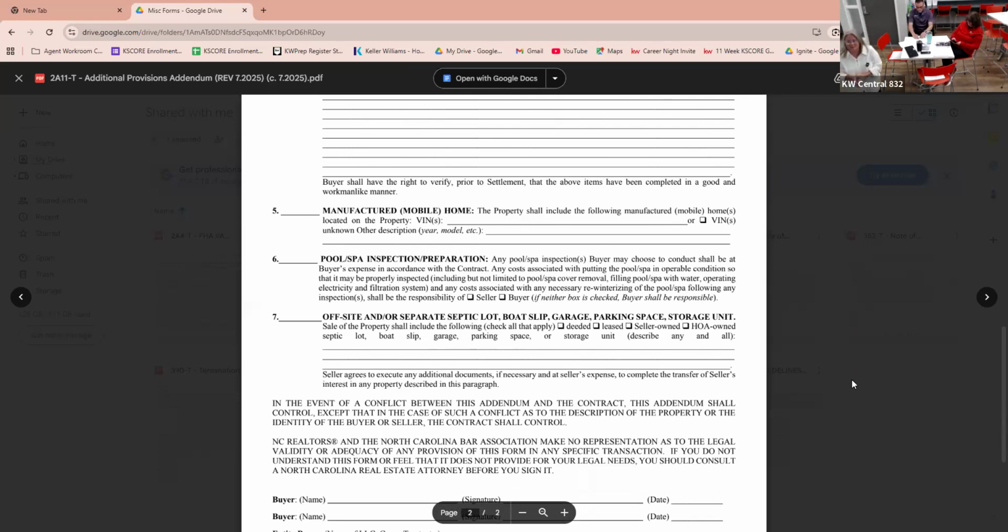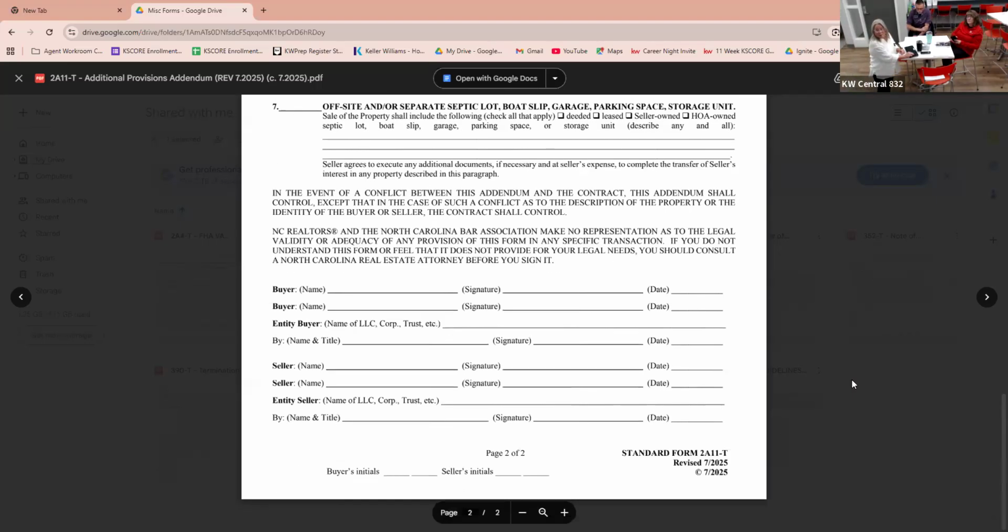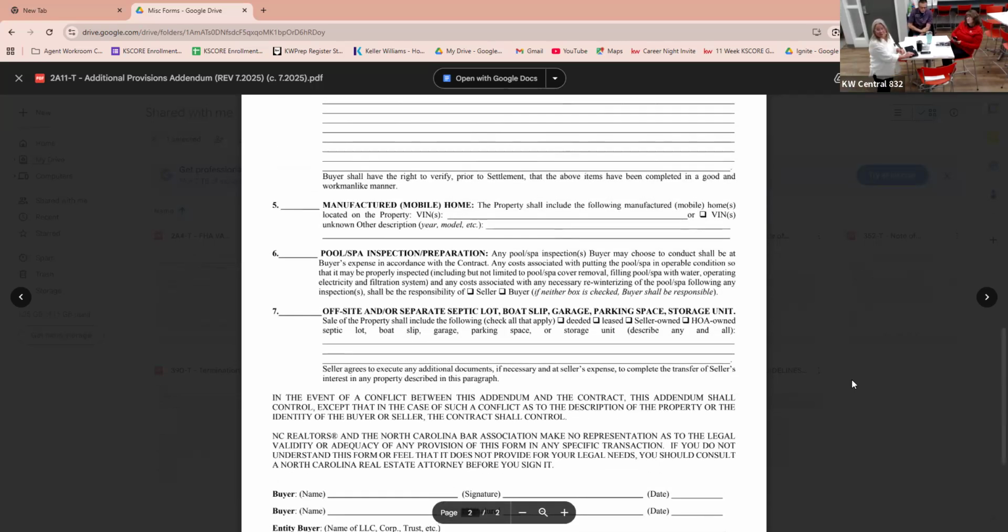Offsite and or separate septic lot. So if there is an offsite septic lot, make sure that you are including it here, and it would also be on your offer to purchase. But again, this ensures that the offsite septic conveys with the main property. Any questions on this one?